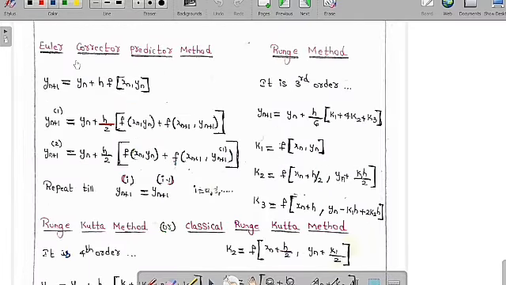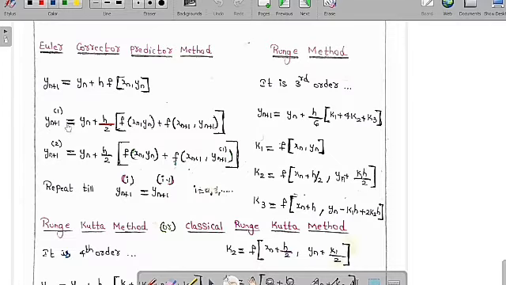Now we are going to learn another method, the Euler predictor-corrector method. The formulas for this one, for the same function dy by dx is equal to f of x comma y, we do in this manner: yn plus 1 is equal to yn plus h into f of xn comma yn, same as the Euler forward method. Then here we have to go for the predictor.